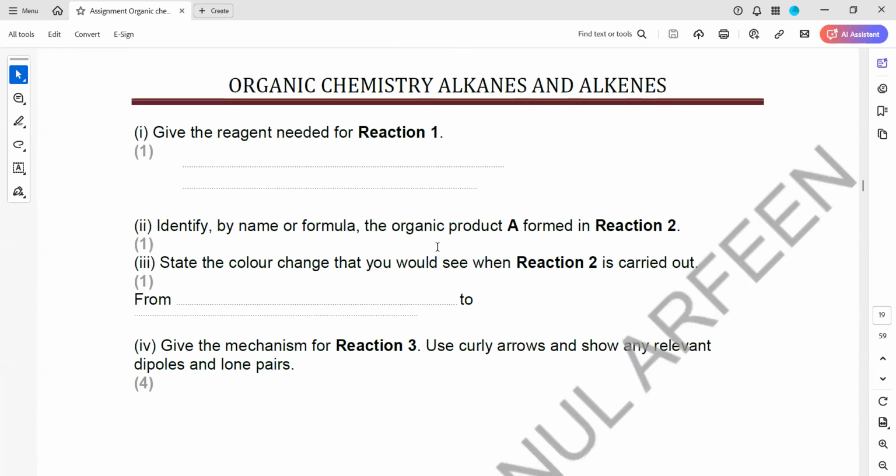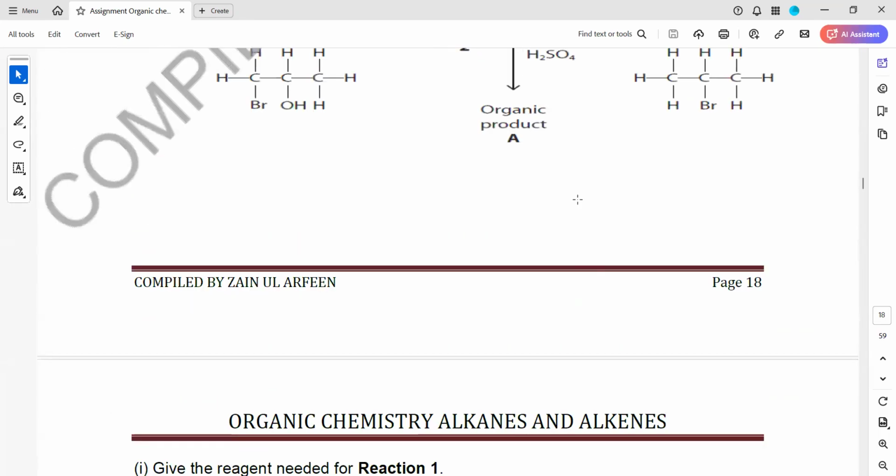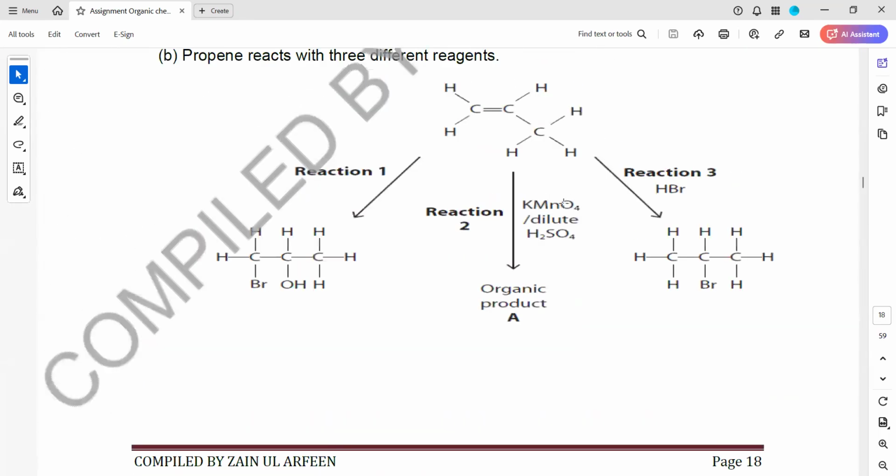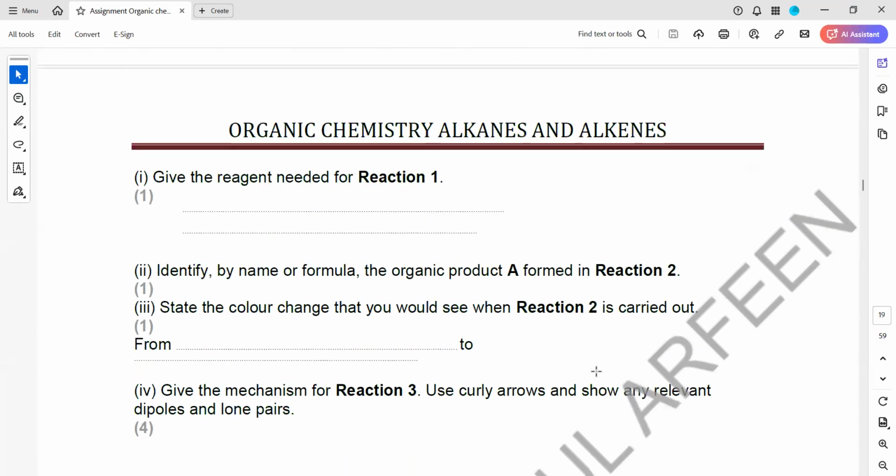State the color change that would be observed. Because potassium manganate is purple or pink in color, acceptable, and it will decolorize, so it will change from purple to colorless, or pink to colorless is also acceptable. What will be the product with concentrated?